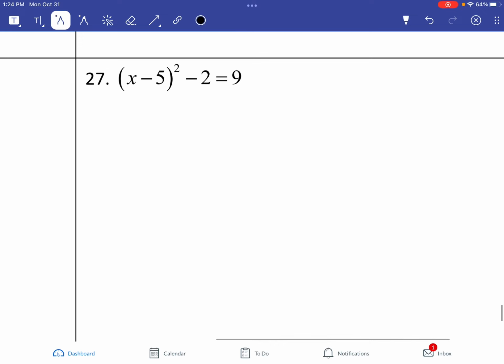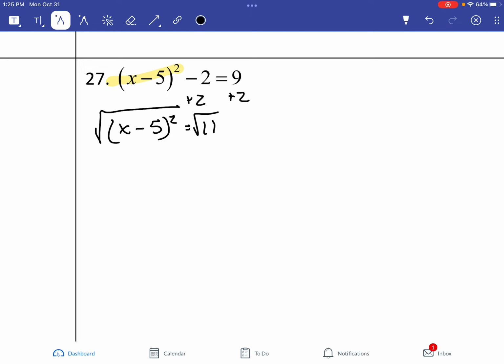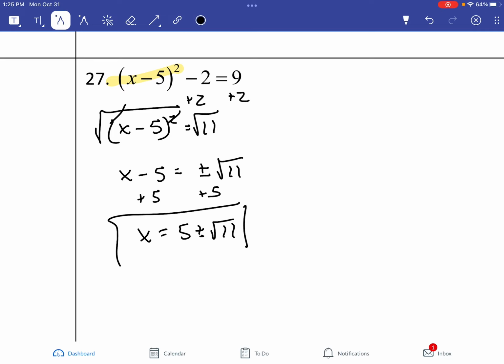Here's a solving using square roots problem. To do this, we have to get the square root part by itself, which means we have to add 2 to both sides. So we're going to get x minus 5 squared equals 11. We can then square root both sides of the equation to get rid of the squared. X minus 5 is equal to plus or minus the square root of 11. And then add 5 to both sides. So x is equal to 5 plus or minus the square root of 11. And we're done.